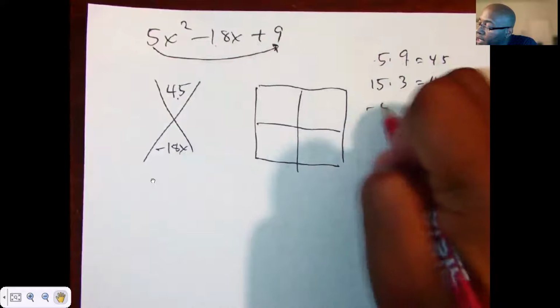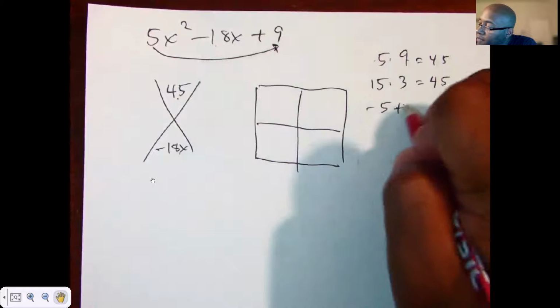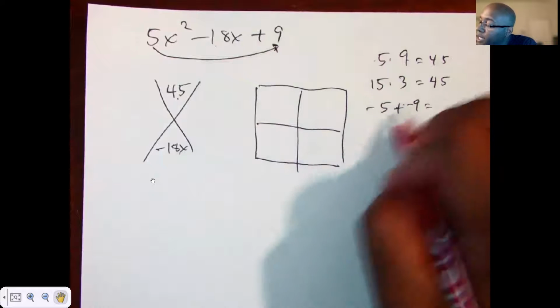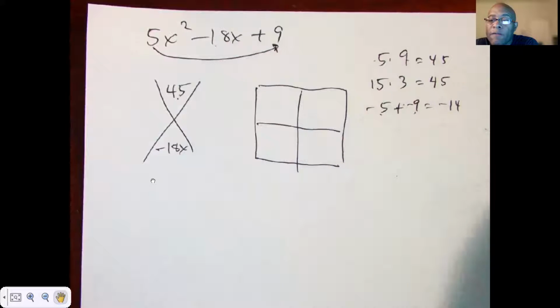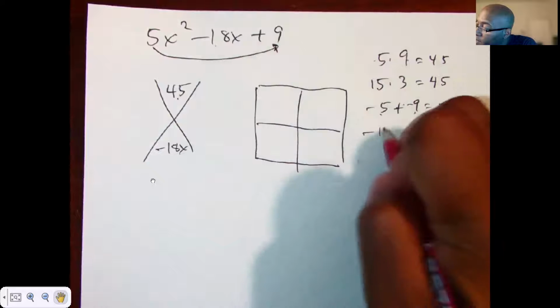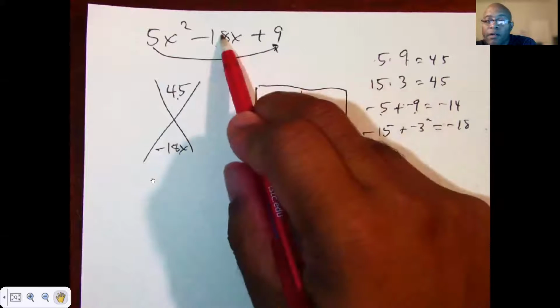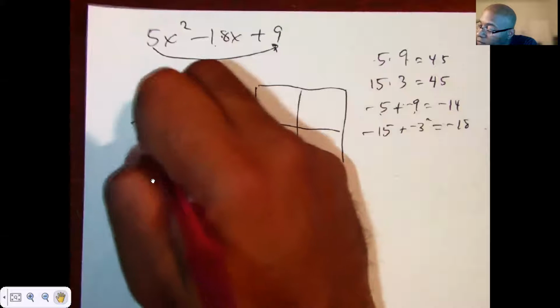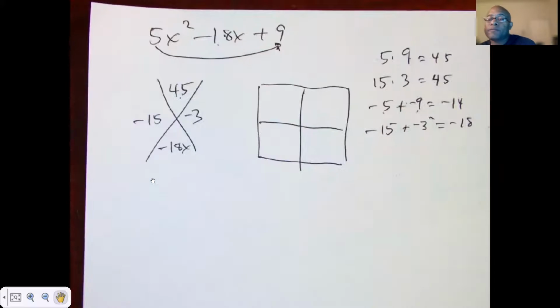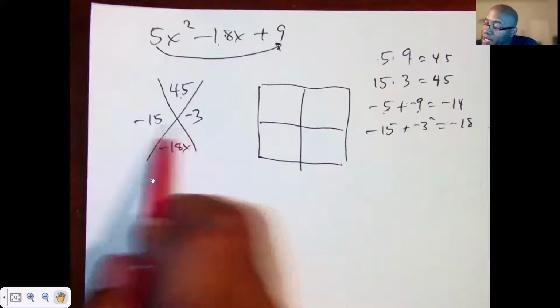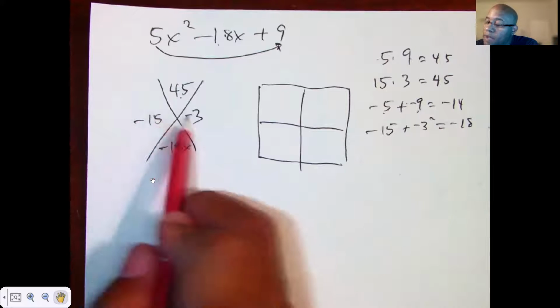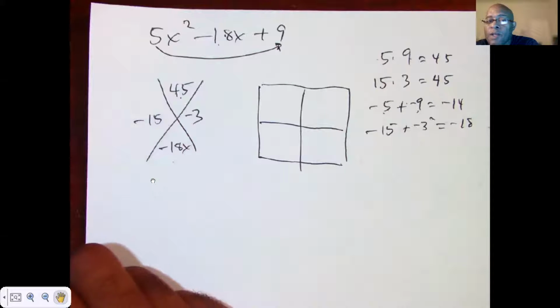But negative 5 plus negative 9 is negative 14. And negative 15 plus negative 3 gives me negative 18, which is here. So I know my two numbers are negative 15 and negative 3. I know that for a fact because I'm going to add these two to get this number, but I'm going to multiply them to get that number.